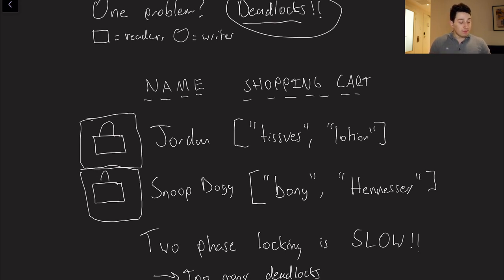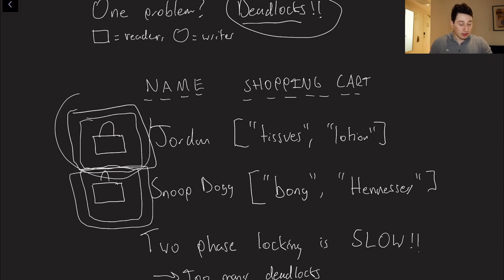And then similarly, Snoop Dogg, which is executing at the same exact time, he's going to grab the reader lock for himself. And he's also going to grab the reader lock for Jordan, right? Because we're both reading both our own and the other person's shopping cart in order to eventually make this update. So now what we would want to do is try and grab the writer lock, right? But I've told you earlier that you can't grab a writer lock unless you are the only person that's trying to write that row, right?